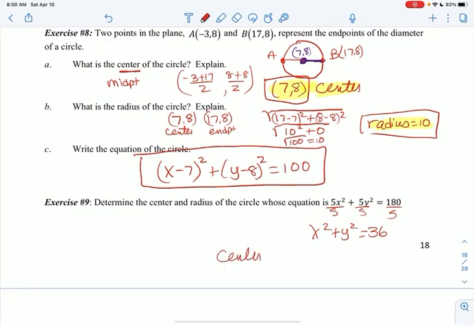Now I can find my center. My center is just 0, 0. And remember, the number on the right is the radius squared, so my radius is the square root of 36, which is 6.